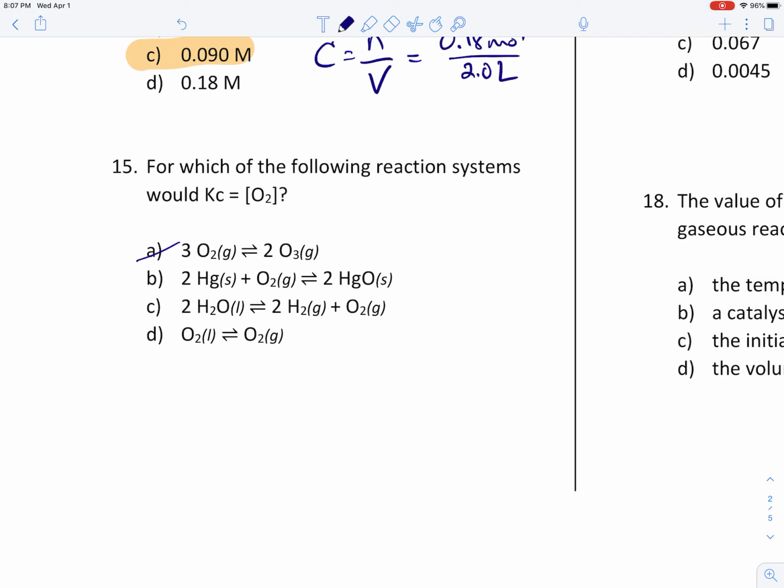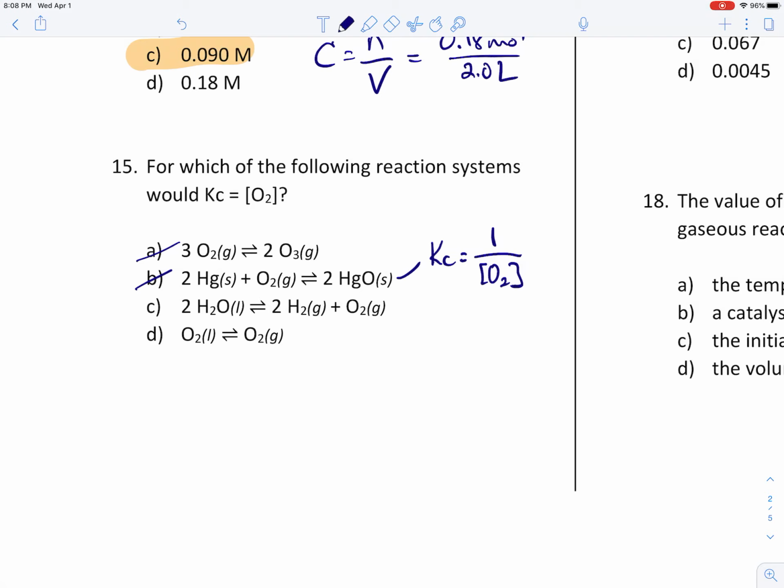In part B, the products are solid, the reactants are solid and gaseous, so this is heterogeneous equilibrium. We remember to omit the solids as well as liquids from a Kc expression. So for part B, the Kc would equal, products are all solid, so we'll just put a 1 in the numerator as a placeholder. In the denominator, the only thing we can include is oxygen because it's a gas, so Kc would equal 1 over the oxygen concentration. But we wanted Kc to equal oxygen, not the reciprocal of oxygen, so we can rule out choice B.